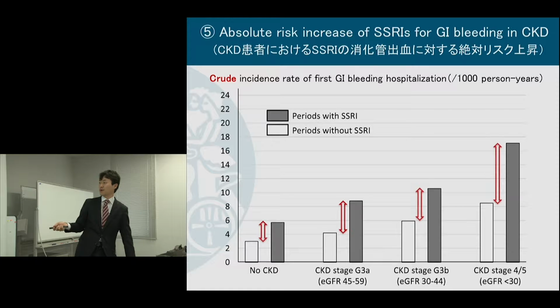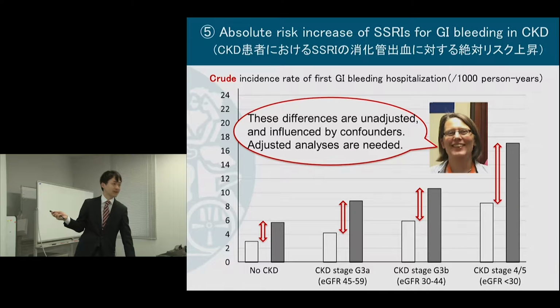So I wanted to discuss, based on this result, the difference between periods with and without SSRI. And I wanted to discuss that this is increasing, so that SSRI is not recommended in patients with lower kidney function. But my supervisor came again and said these differences are unadjusted and influenced by confounding factors, and adjusted analysis is needed.